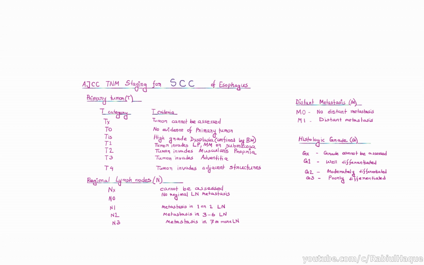Regarding histological grade, we have several categories. GX stands for grade that cannot be assessed. G1 is well differentiated, G2 is moderately differentiated, and G3 is poorly differentiated or undifferentiated. Now, you may be asking me, what do we mean by well differentiated, moderately differentiated, or poorly differentiated?